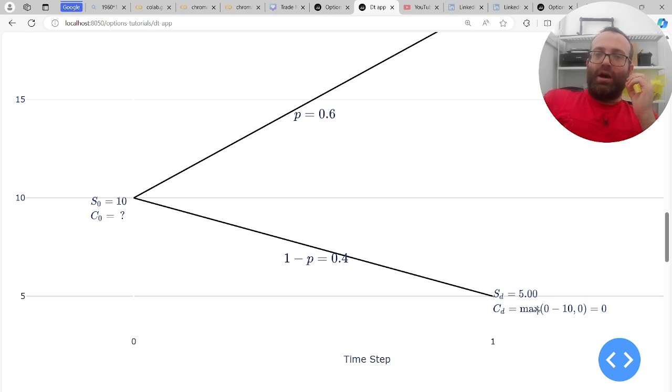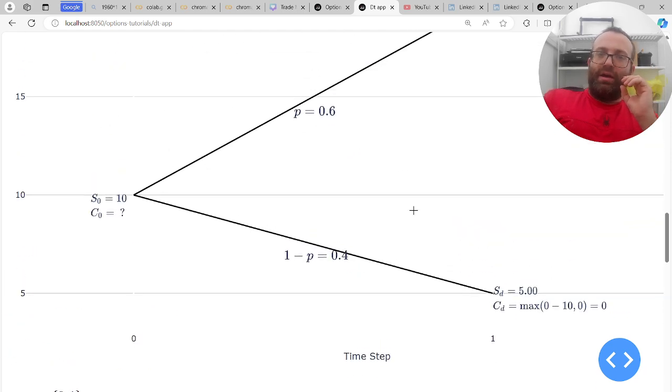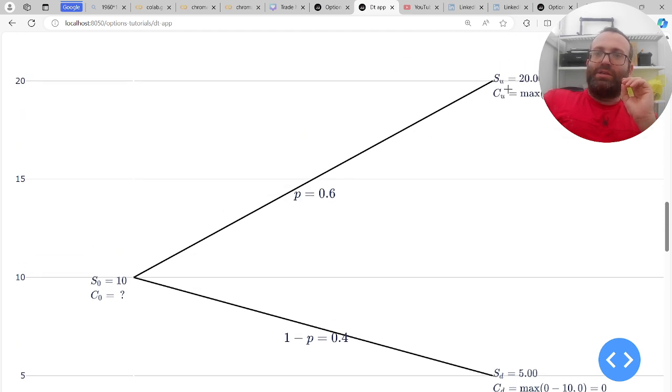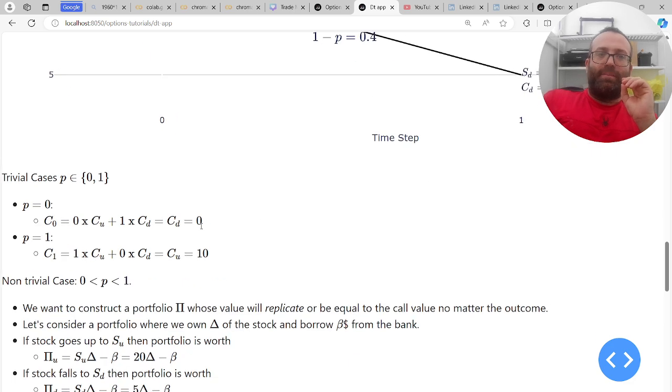So then the value of the option is $0, because replicating doesn't matter. It will always go to this price, so it'll be worth $0. And similarly, if the probability is 100%, it's always going to be this scenario, so $10. So these are sort of the trivial cases. If the probability is 0, it's worth $0. If the probability is 1, it's worth $10.